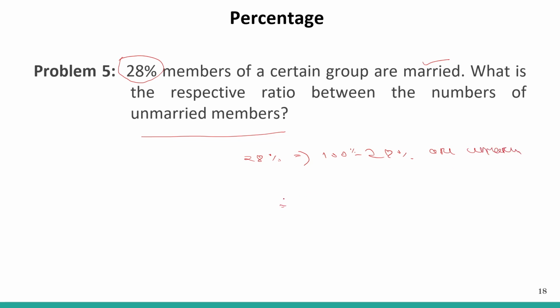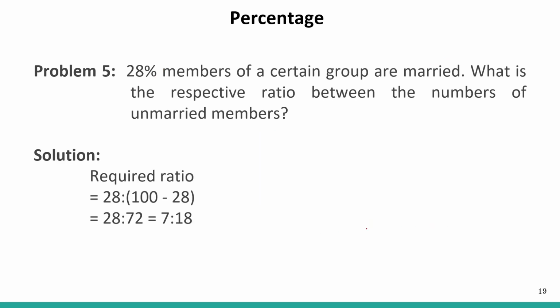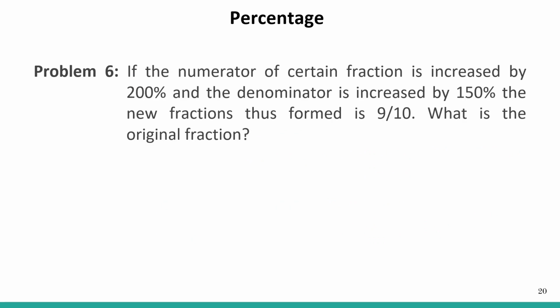So the ratio between the number of unmarried members and married members is, 72 is to 28, I guess, so this implies 28 by 72. Both numbers are divisible by 4. So this will be 7 and the other will be 18. So 7 by 18, that is 7 is to 18, is the answer. Correct answer.